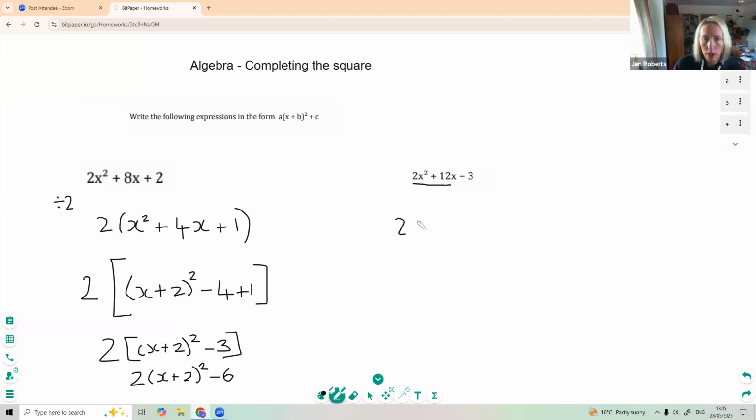If I take 2 outside my brackets, we get x squared plus 6x. You can just double check that. Yes, if I expanded those brackets, I get 2x squared plus 12x minus 3. I'm just going to leave this minus 3 outside. I'm just going to complete the square with this expression here.